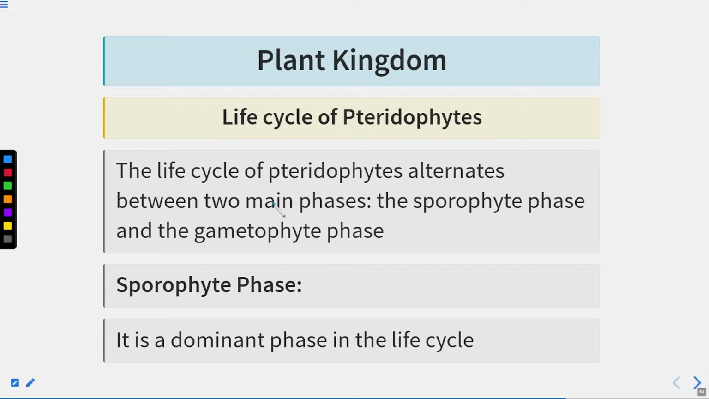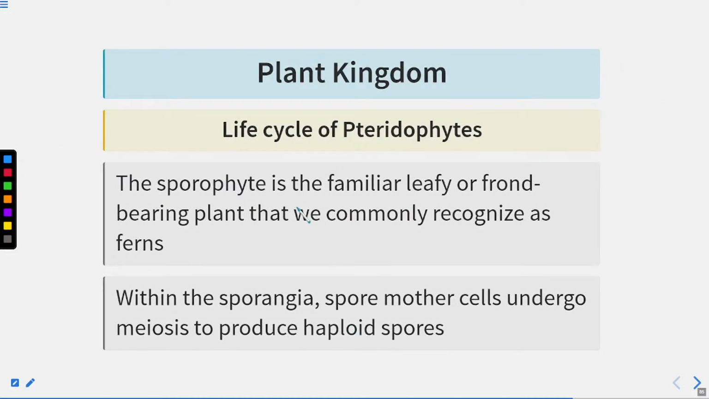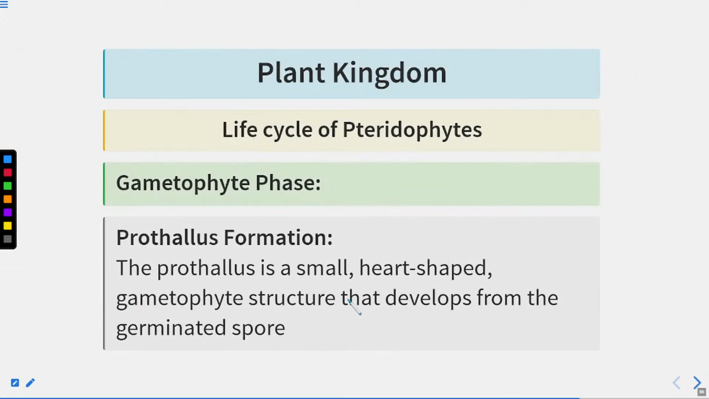Life cycle of pteridophytes: the main phase of this life cycle is the sporophytic phase. So again they have the sporophyte phase and the gametophyte phase. What is the main phase? Sporophyte, that is the dominant phase in the life cycle. The sporophyte is the familiar leaf or frond bearing plant that we commonly recognize as ferns. Within the sporangia, spore mother cells undergo meiosis and produce haploid spores. We have already studied that the sporangia are borne on the ventral surface of the leaves and give rise to spores, right?